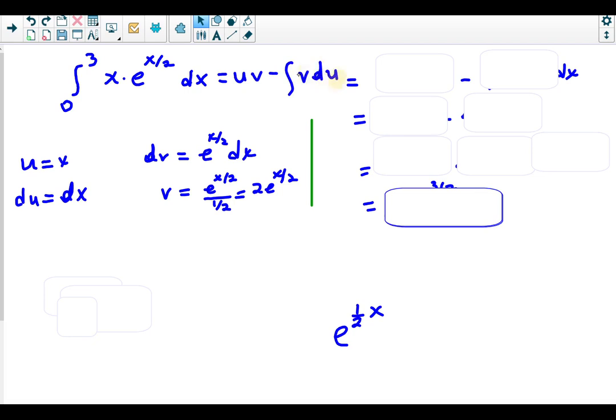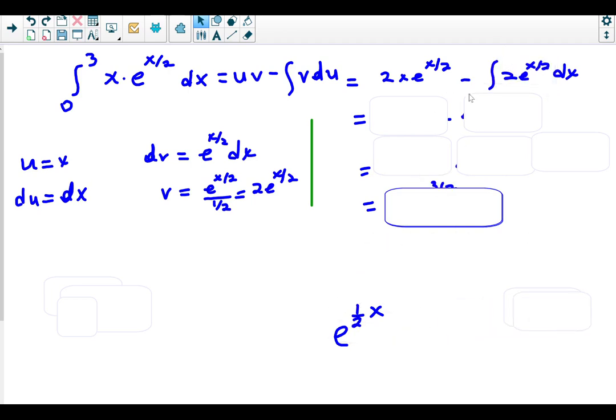Notice at the moment I'm not going to worry about the limits. I'm going to plug them in at the end. So u times v will be x times 2 e to the x over 2. Put the 2 up front. Minus integral of v du. So multiply this times that, v du. So minus 2 times the integral of e to the x over 2 dx.